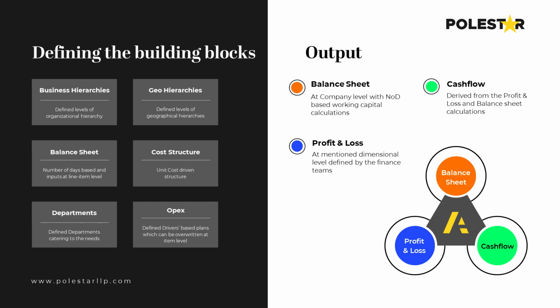So what do we have as a part of the solution here? A full-fledged financial planning and analysis app built upon Anaplan, which can bring in data from any of your source systems and help you utilize your actual business performance for your budgeting. In the solution, we have certain building blocks. First, business hierarchies. There is a defined level of organization hierarchy, which could cater to your own organization. We can immediately ramp your organization onto it. If there's a need to expand it, that can be an add-on activity.